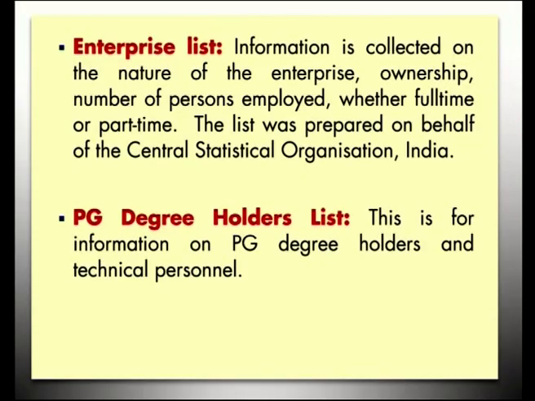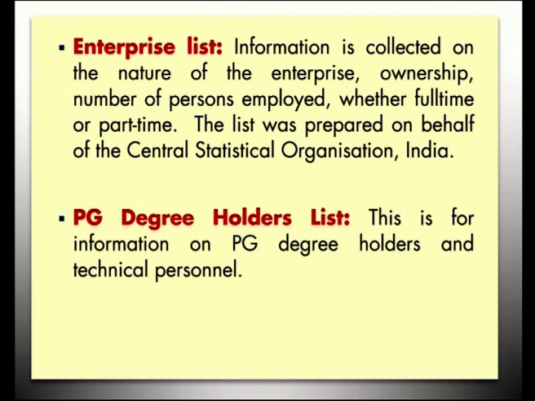Then enterprise list: information is collected on the nature of enterprise, ownership, number of persons employed, whether full time or part time, and this list was prepared on behalf of the Central Statistical Organization of India, famously called CSO, Central Statistical Organization.